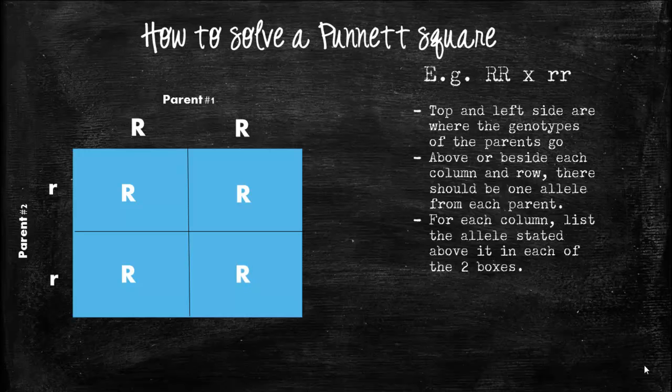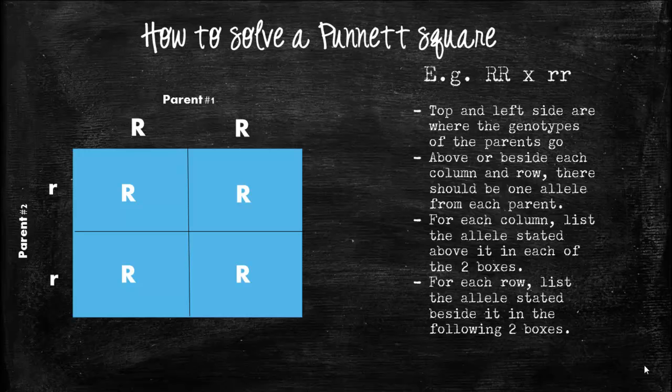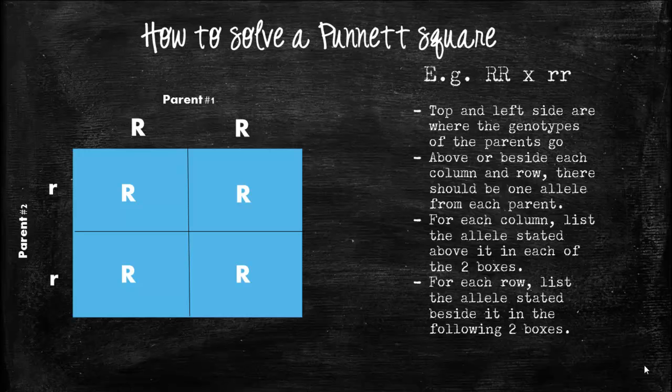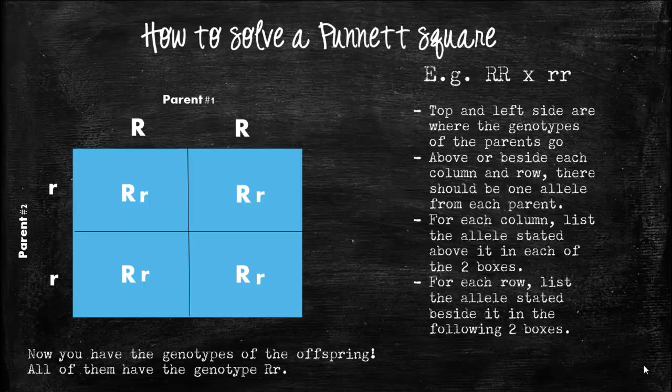Notice how there is also one allele stated beside each row. Now write the allele into the corresponding boxes beside it. It is the same concept as what we did for parent number 1, but this time note that the boxes beside each other are rows, not columns. Write it down like so. You do the same for the other row as well. Now you have the genotypes of the offspring, and all of them are heterozygous Rr.